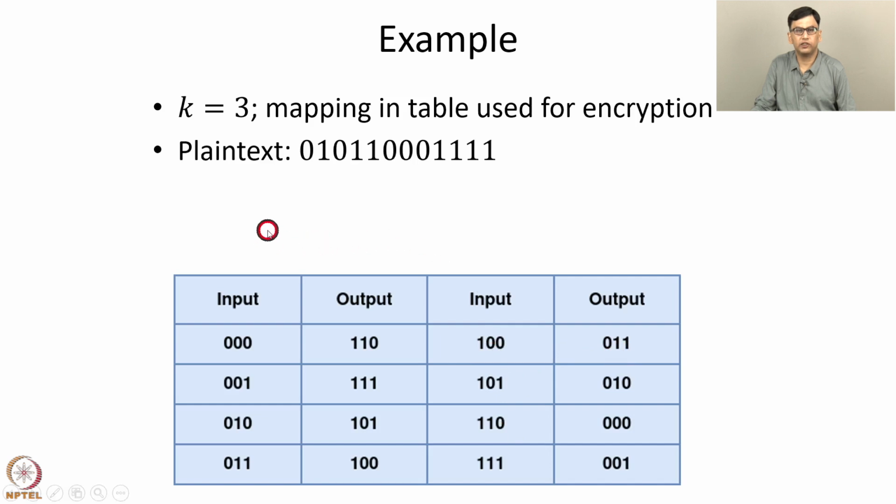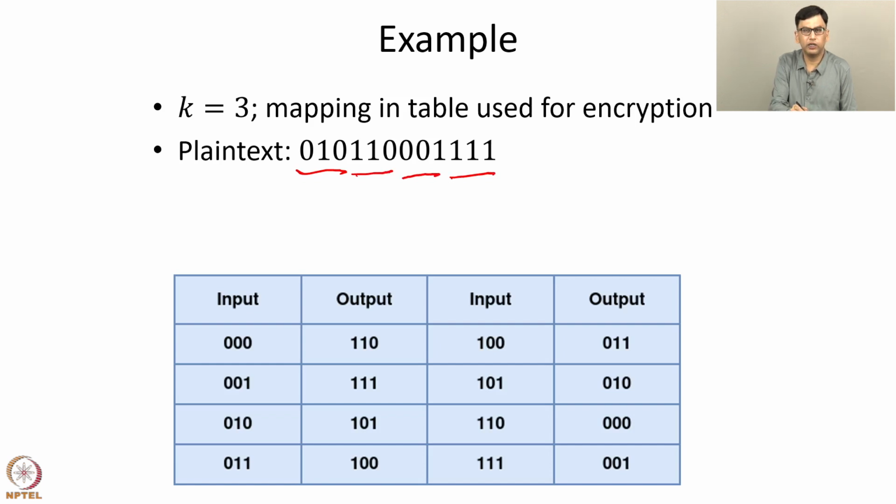So suppose the plaintext is this. Let's now find out the corresponding ciphertext. So recall that the first step is to break down the plaintext into blocks of k bits each. Since k is 3, we divide the plaintext into one block of 3 bits, then another block of 3 bits, and so on and so forth. So we have divided the plaintext in this example into 4 blocks of 3 bits each.